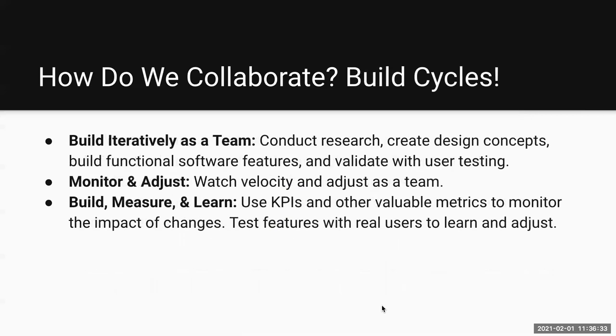And of course, once you get into those build cycles, that is iterative. As a team, you conduct research, you create design concepts, you build functional software features, and you validate with user testing each little piece. Then you monitor and adjust. So a product owner or project manager, if you will, takes a look at the velocity of the team to be honest about how effective and efficient we're being and adjust the cadence as necessary. That way we're not bloating our sprints with too many tasks, based on historic analysis.